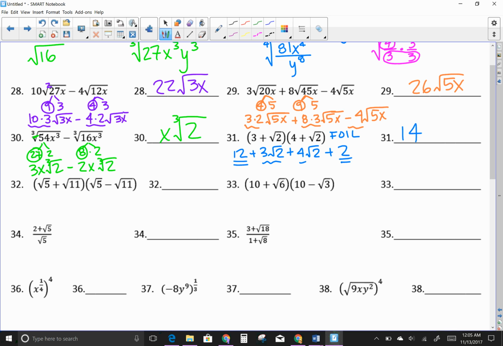And then these are like terms. They have the exact same radicand with the exact same index. So 3 plus 4 is 7 square roots of 2.